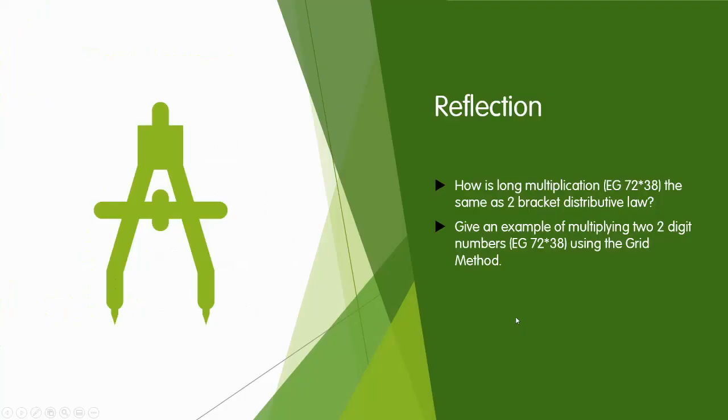For our reflection today, I want you to think how long multiplication, that's where we're multiplying 2 numbers with at least 2 place values like 72 and 38, is the same as doing 2 bracket distributive laws. And see if you can do an example of two 2-digit numbers using that grid method and seeing how it is similar to that distributive laws.